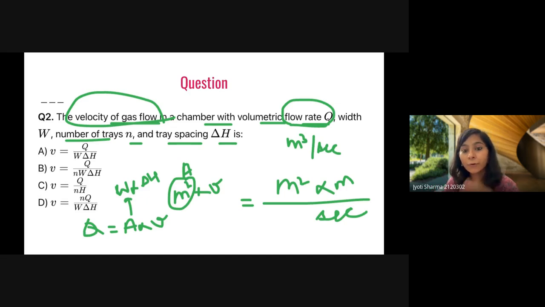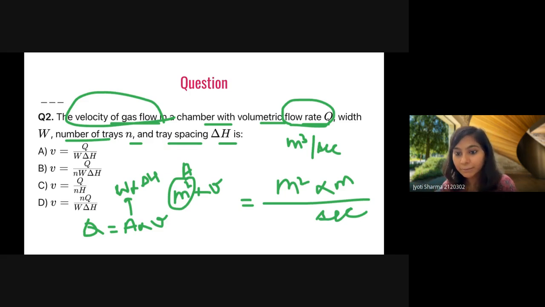As I told you, flow rate will be in meter cube per second. So by which we got to know that the flow rate will be equal to area times velocity, and the area of the rectangle will be length into breadth. So this will be W multiplied by del H, and we have V, and we have number of trays, that is the N. So can you now tell me the right answer that will define?